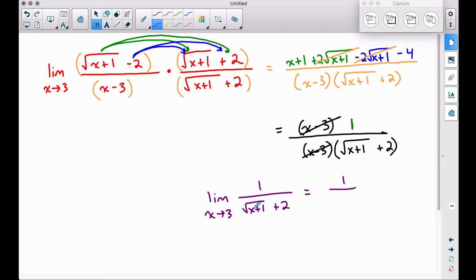Plugging in 3 down here, 3 plus 1 gives us 4. The square root of 4 gives us 2. Plus 2, we get 4. So this limit is 1/4. To round out this video, let's go type this one into the TI-84. Let's go look at our table and see if we are approaching 0.25. Since 0.25 is pretty much 1/4, or it is 1/4.